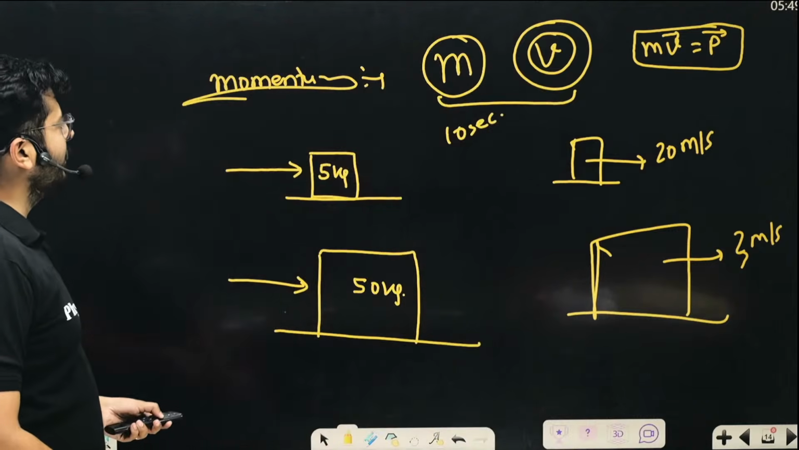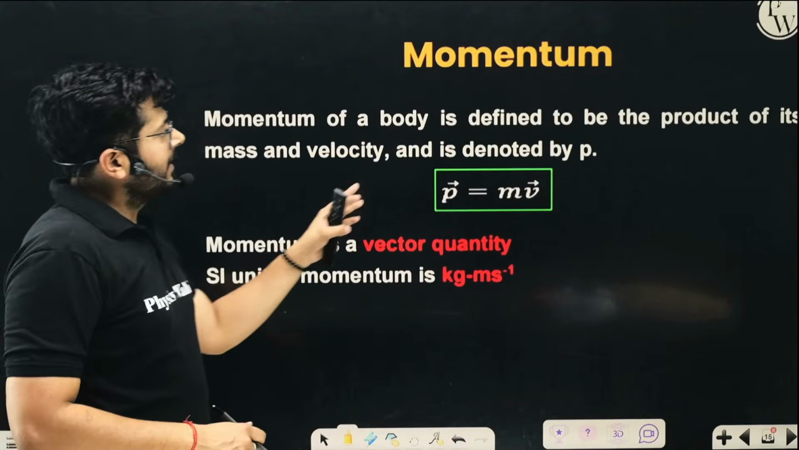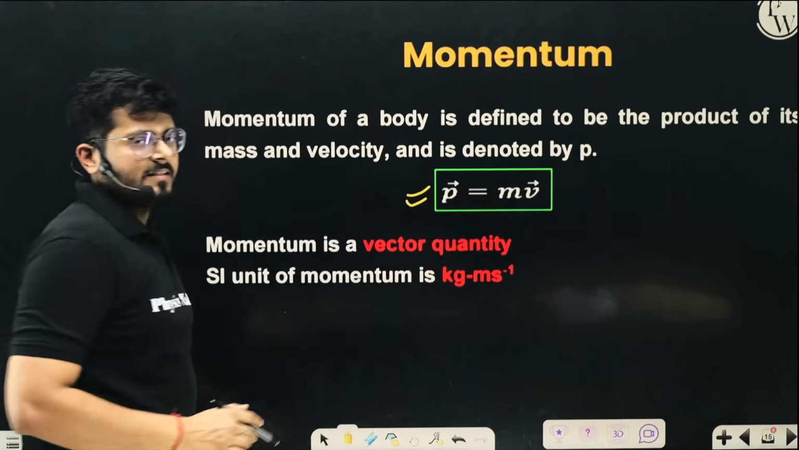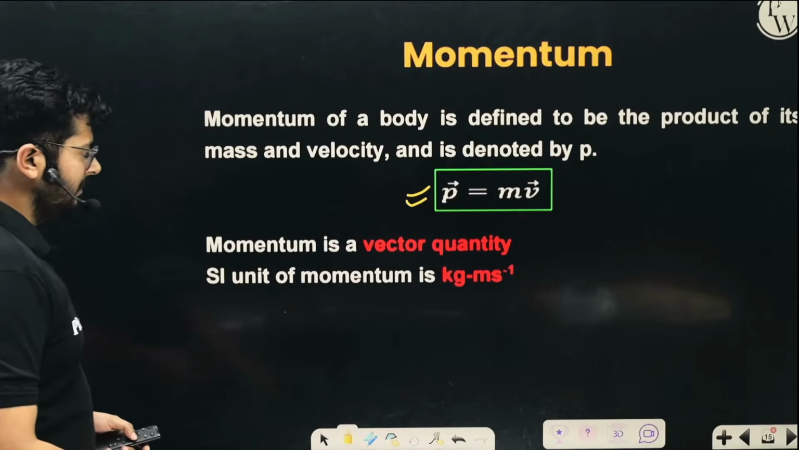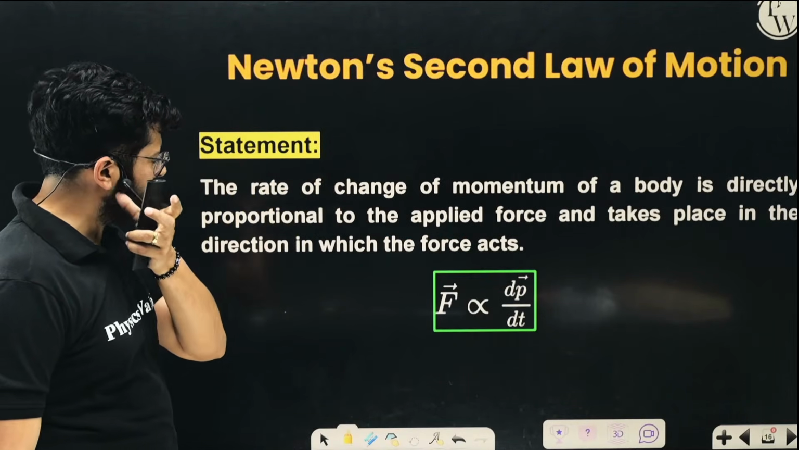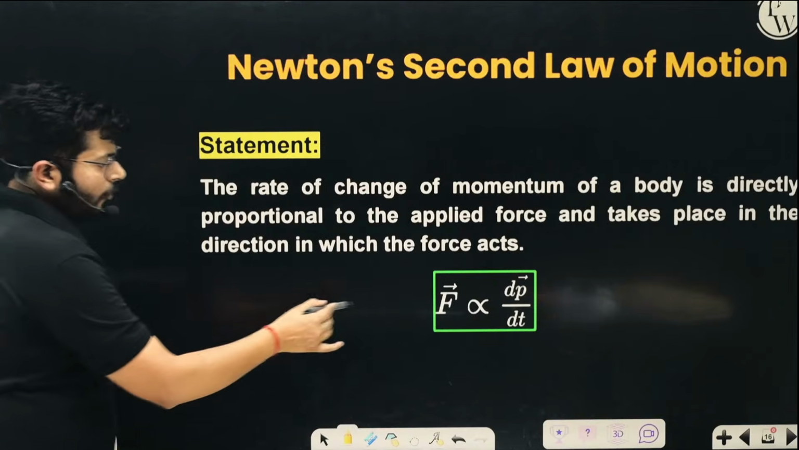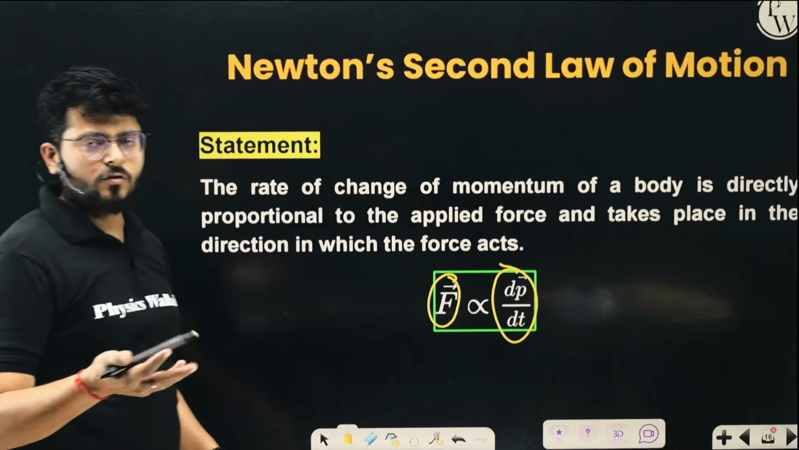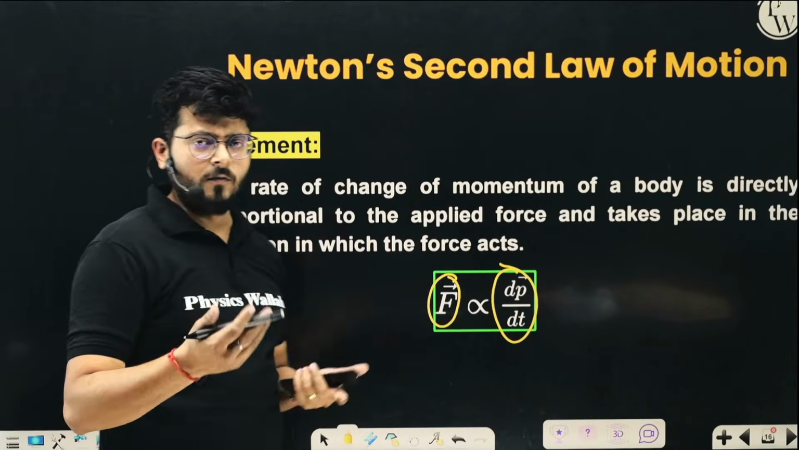All right, so let's continue to move forward. Okay, so momentum is this mass into velocity vector. This is the momentum, right? Let's continue to move forward. So this is Newton's second law of motion. You see that the force acting on the body is proportional to the rate of change of momentum of the body.